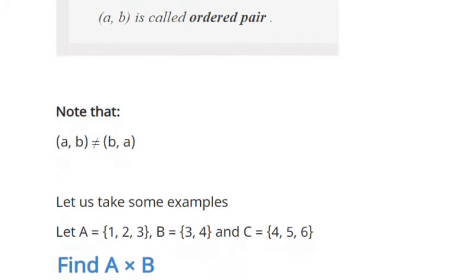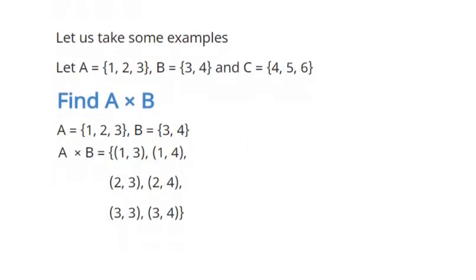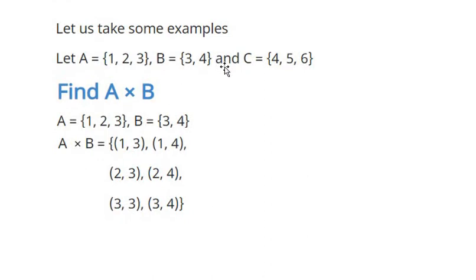So let us take some examples. For example, let A equal {1, 2, 3}, B equal {3, 4} and C equal {4, 5, 6}. Now find A cross B. So A cross B will be (1,3), (1,4), (2,3), (2,4), (3,3) and (3,4). So this way we are getting a total of 6 ordered pairs.